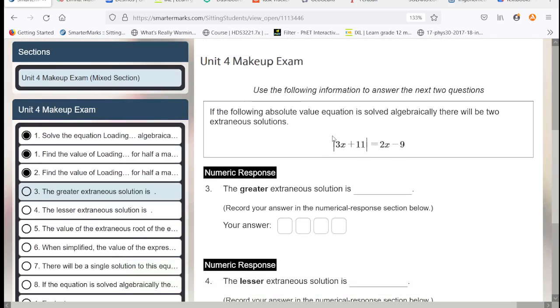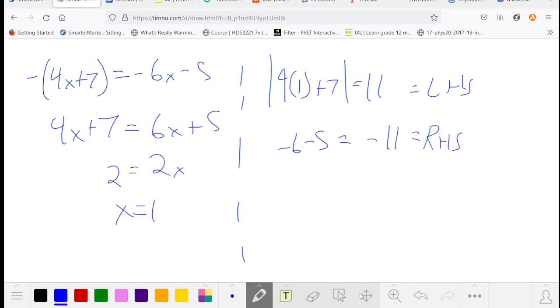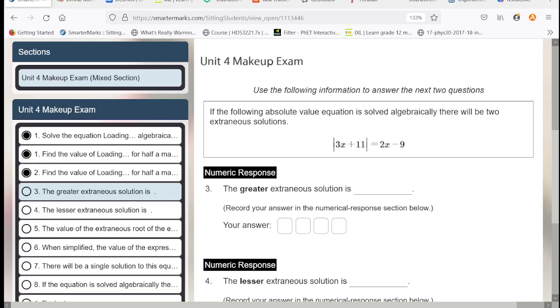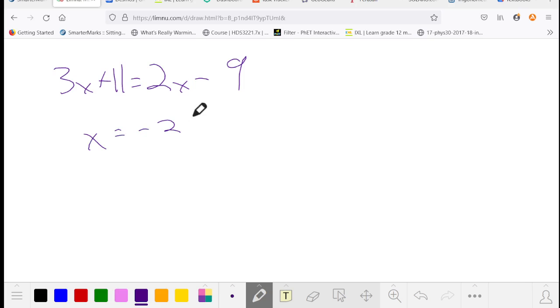Now here, when we solve this algebraically, there will be two extraneous solutions. So neither of these will actually be a solution. We just have to solve for them. So in our first case, it's written as is, 3x plus 11 equals 2x minus 9, which gives us x equals negative 20.